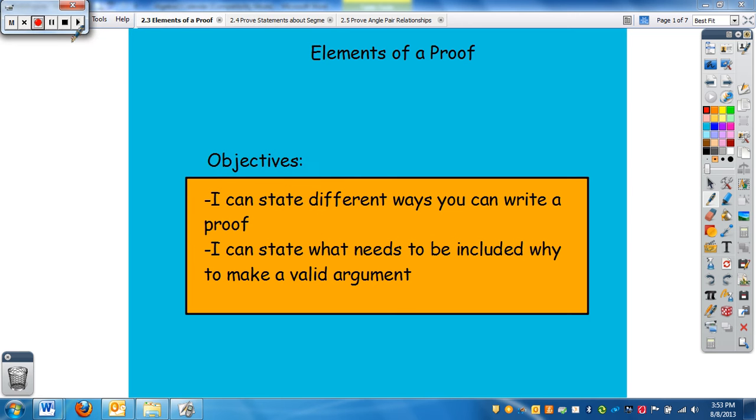In this video, we're going to start looking at proofs and what makes a proof valid, and all the elements that we need to have in a proof for it to work and to be a valid argument. So your objective is that you can state the different ways that you can write a proof. There's more than one way to do it, and it's up to you which way you want to write it, whatever one you're more comfortable with, and that you can state what needs to be included and why to make a valid argument.